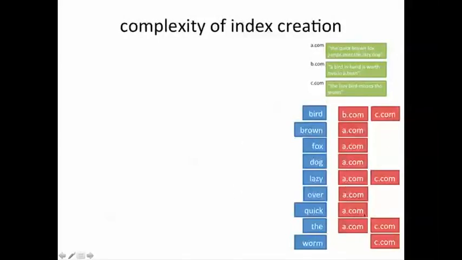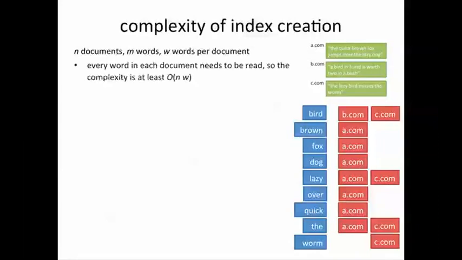We have our index structure here, we have our documents, and we assume there are n documents, m total possible words, and on the average w words per document. First thing we notice is that every word in each document needs to be read at least once. So the complexity is at least order nw.